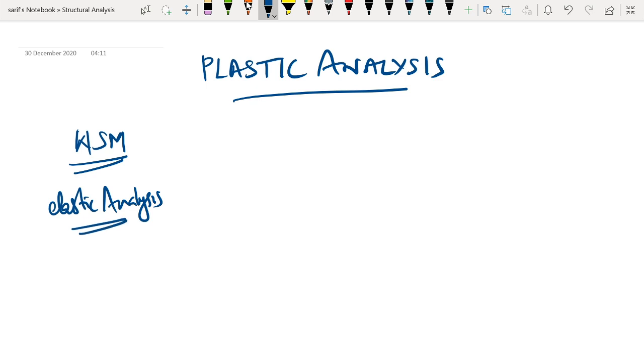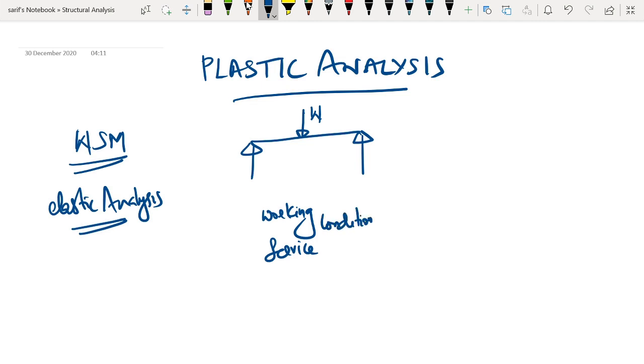In this working stress method, imagine we have a simply supported beam and let W be the load that is acting on the simply supported beam. In the working condition, or let us say in the service condition, the stress at any point in this particular beam is not allowed to exceed what is known as the allowable stress. So at no point the stress should be greater than the allowable stress. That is the idea of working stress method.